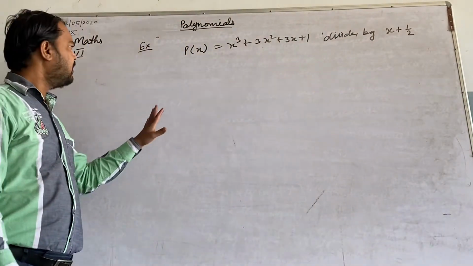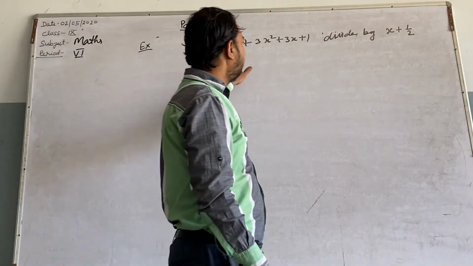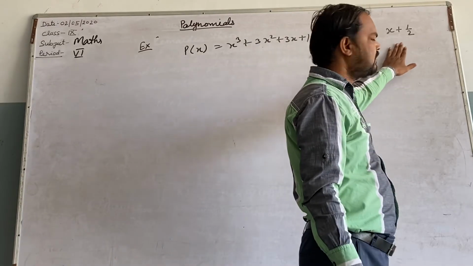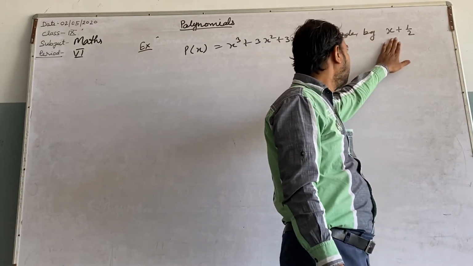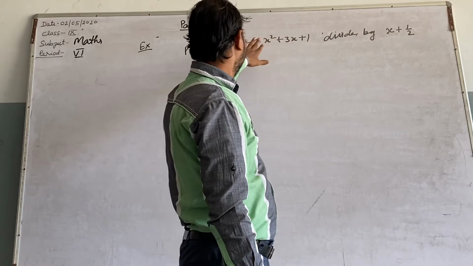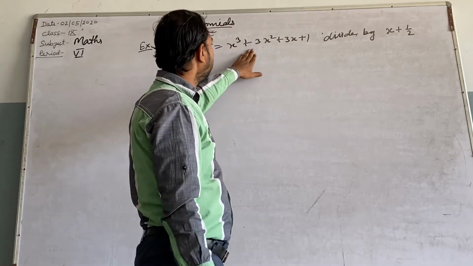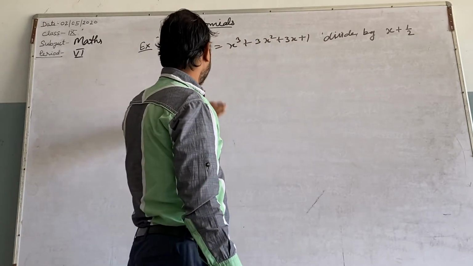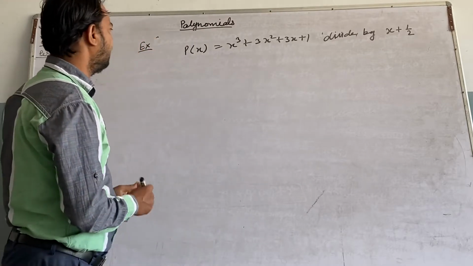What is the problem? This is the given polynomial, and this polynomial should be divided by x plus 1 by 2. This is a linear polynomial, and this is the given polynomial that should be divided. Now let us try to find the solution.